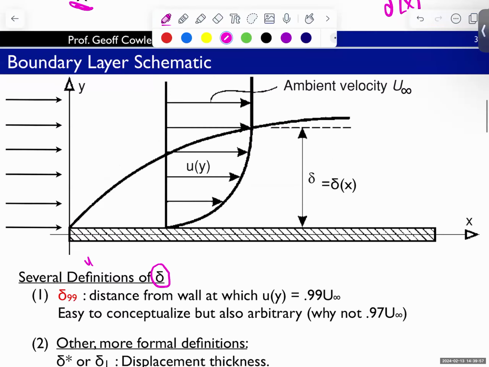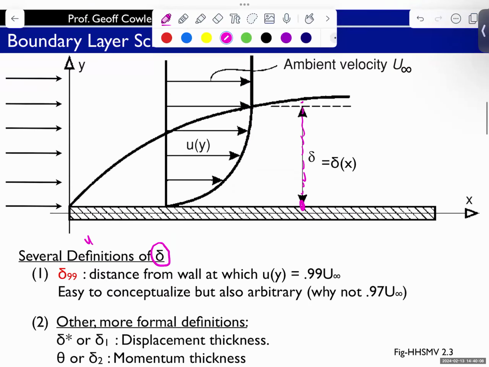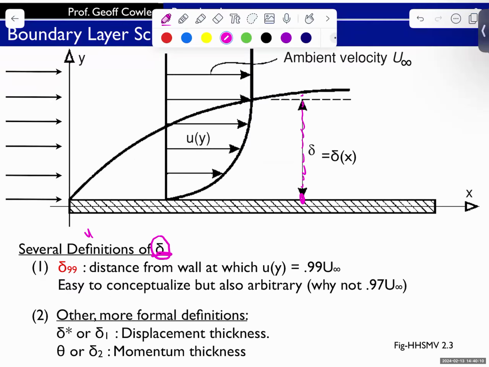So this is a nicer looking drawing. Again, delta is this distance. We go normal to the plate. We walk until we hit the edge of the boundary layer, which can be defined in a number of different ways. We're going to focus on one definition, which is delta 99. It's the point at which the velocity is back to 99% of the free stream velocity.